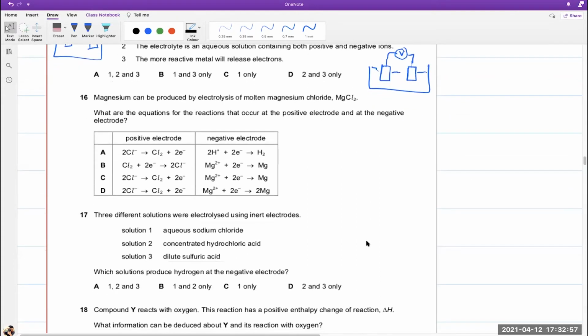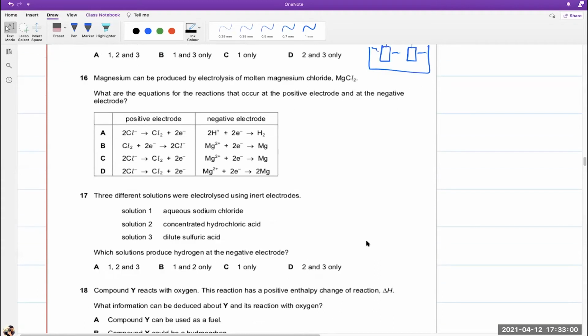All right. Magnesium can be produced by electrolysis of aqueous magnesium chloride. Okay. What are the equations for the reactions that occur at the positive electrode and at the negative electrode? हमारे पास molten magnesium chloride है. That means magnesium ion से start करना है, chloride ion से start करना है, chlorine बनाना है, magnesium बनाना है. So magnesium की reduction होगी because it's a positive ion that we are converting to solid metal. And chloride is going to be an ion that we are going to convert to chlorine. So it's going to be oxidized.